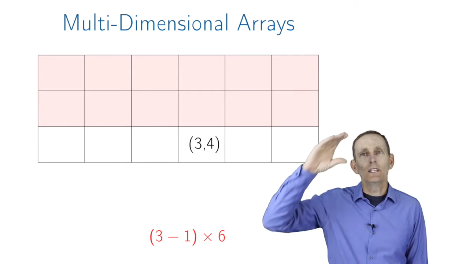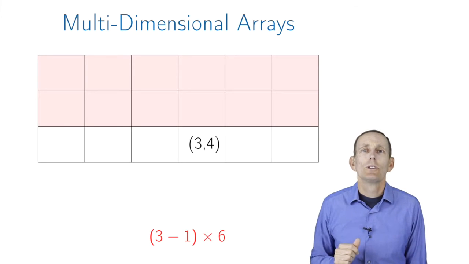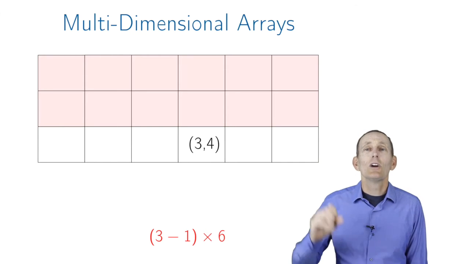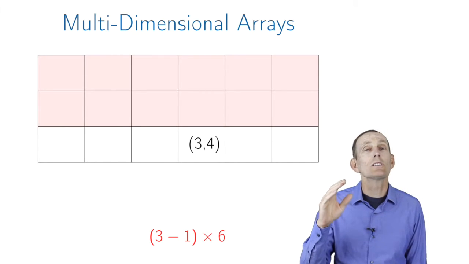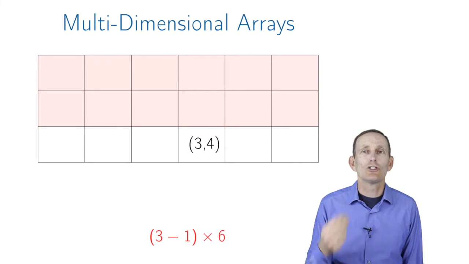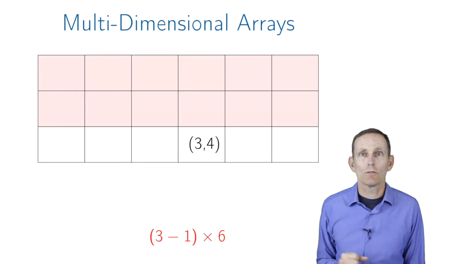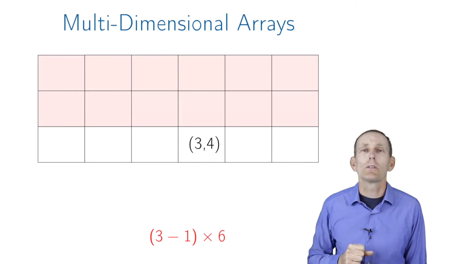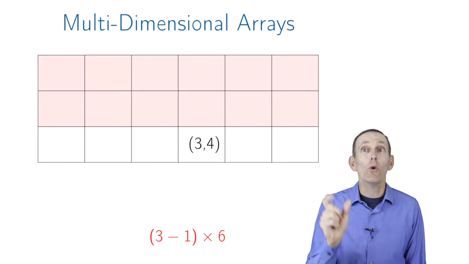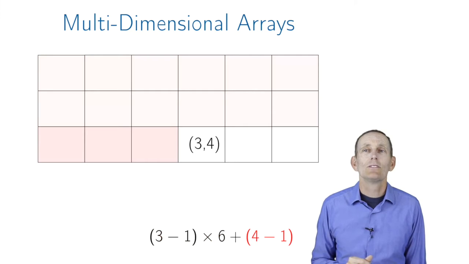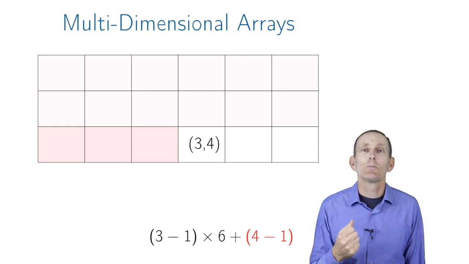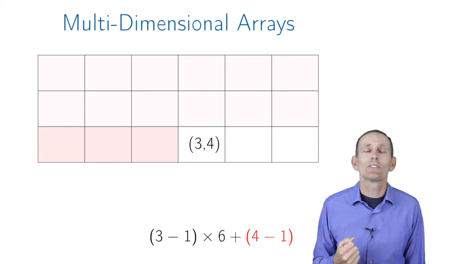Well, first off, what we need to do is skip the full rows that we're not using. So that is, we need to skip 2 rows, or skip 3, which is the row index, minus 1, which is the initial row index. So that gives us 2 times 6, or 12 elements we're skipping for those rows, okay, in order to get to row 3. Then we've got to skip the elements before 3, 4 in the same row. So there are 3 of them. How do we get that? We take the column index, which is 4, and subtract it from the initial column index, which is 1.